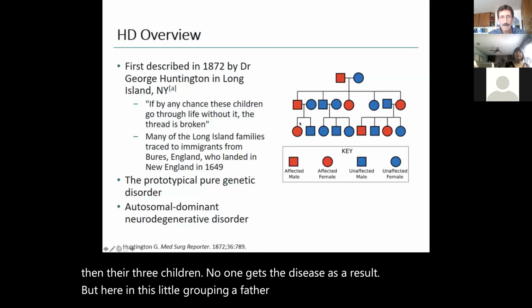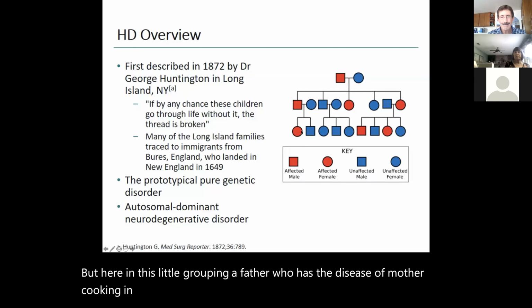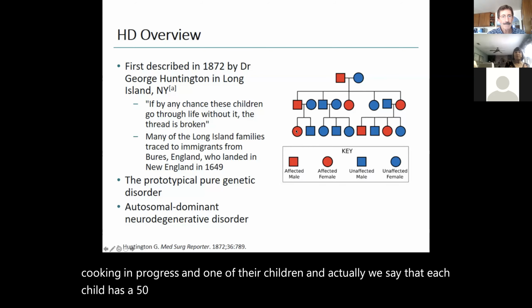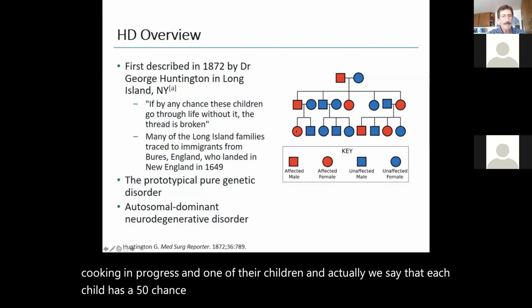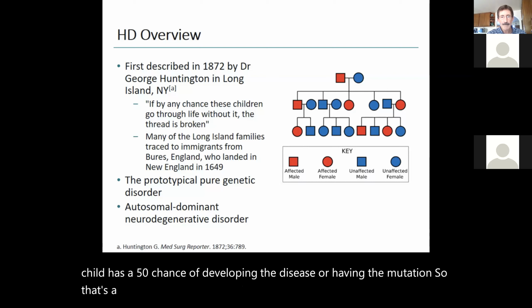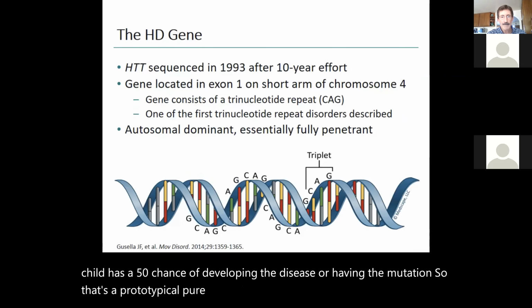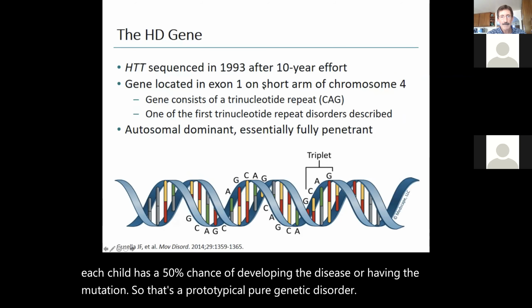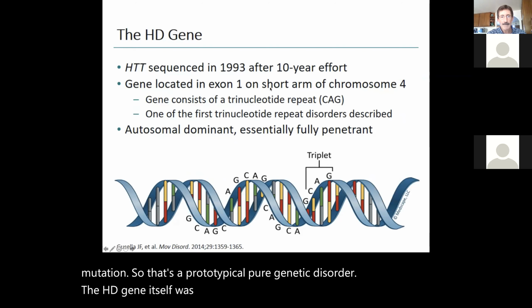Disease, a mother who doesn't, and one of their children, and actually we say that each child has a 50% chance of developing the disease or having the mutation. So that's a prototypical pure genetic disorder. Now, the HD gene itself was actually sequenced in 1993.